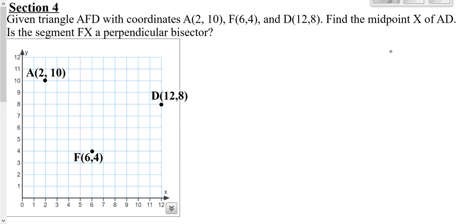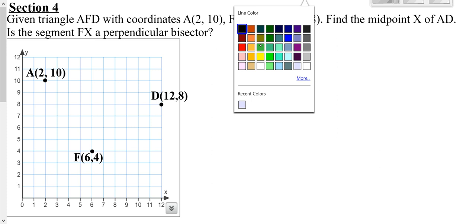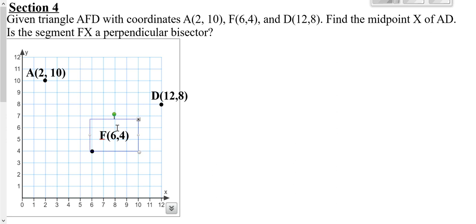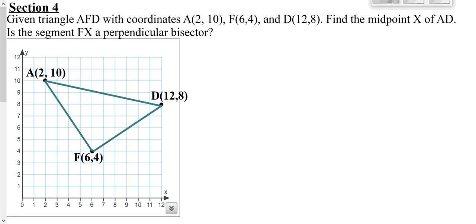So we need to decide if this is a perpendicular bisector XF. First of all, I'm going to go ahead and draw in my triangle. To draw in my triangle, I'll plot my points, and then I'll go ahead and, oops, that's not working like I wanted it to. Just a second here, I'll draw in my triangle in just a bit. So I have my triangle drawn in.